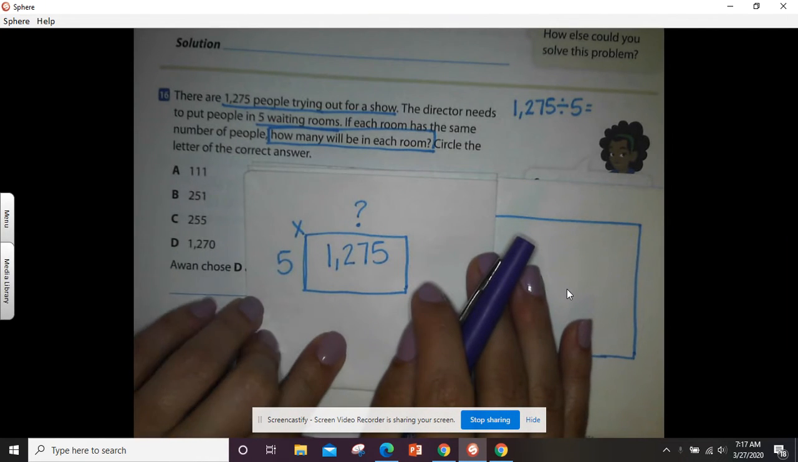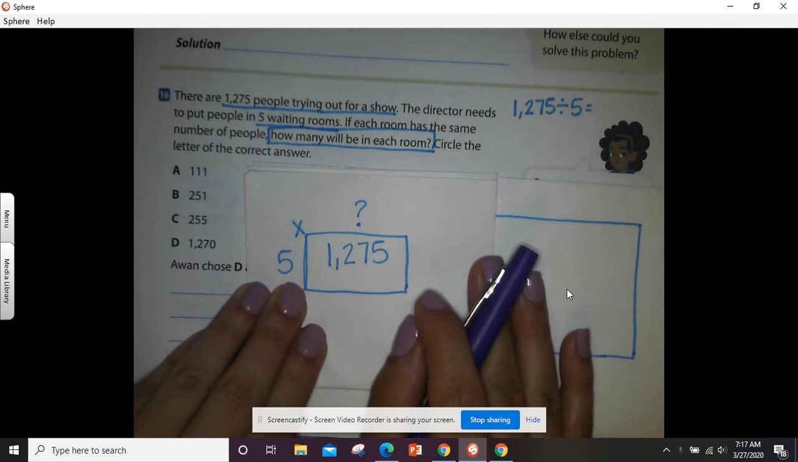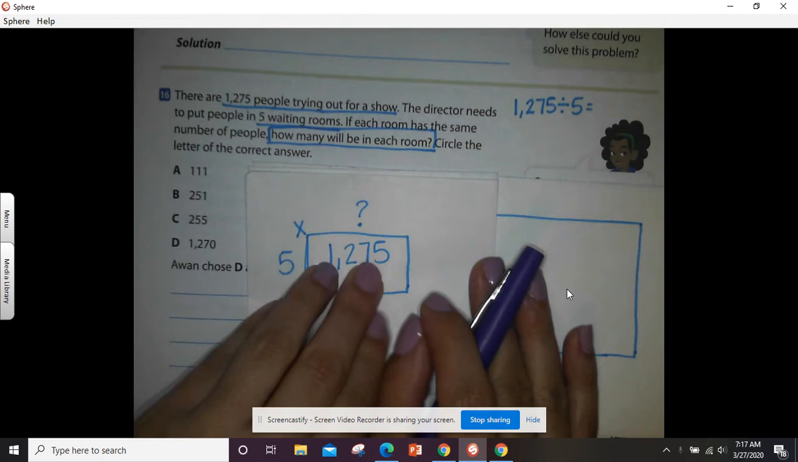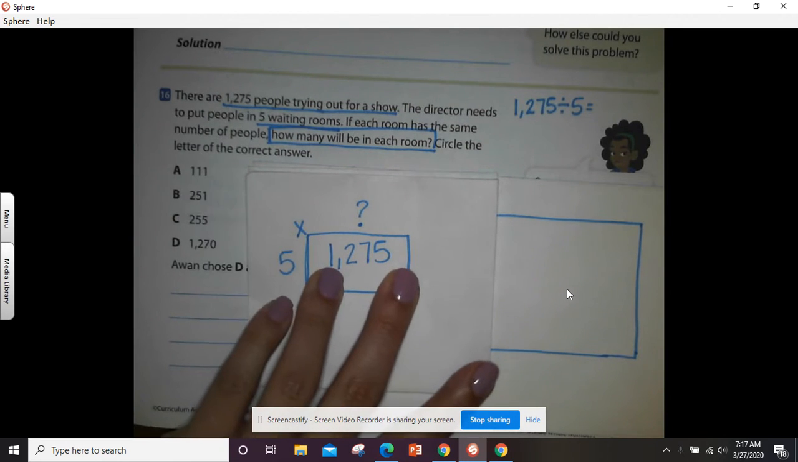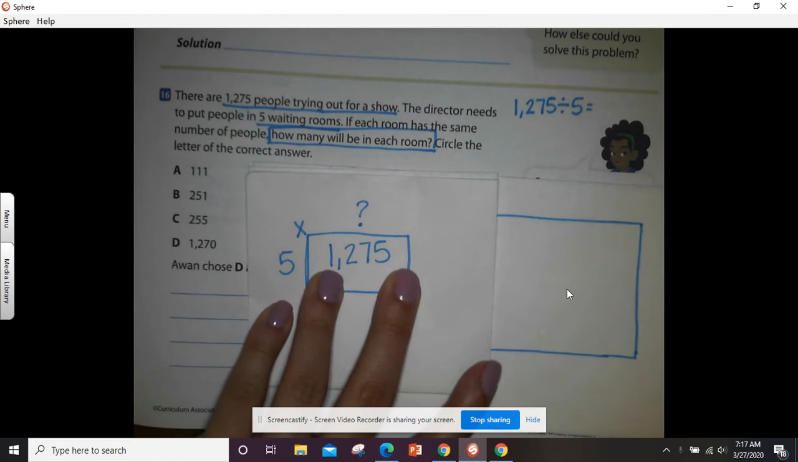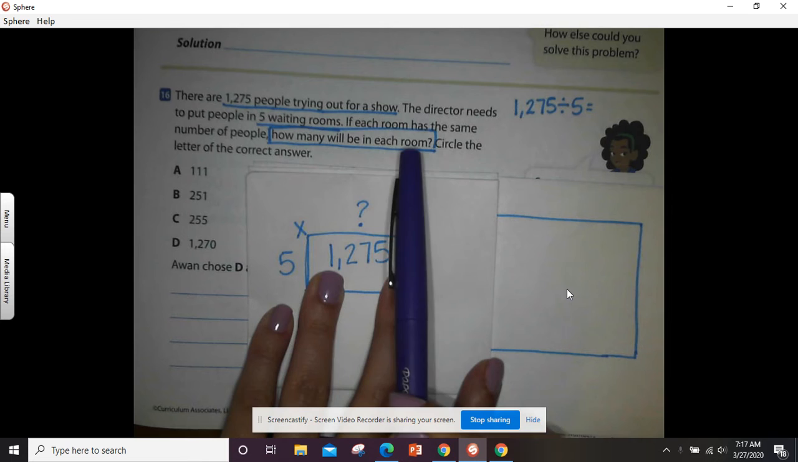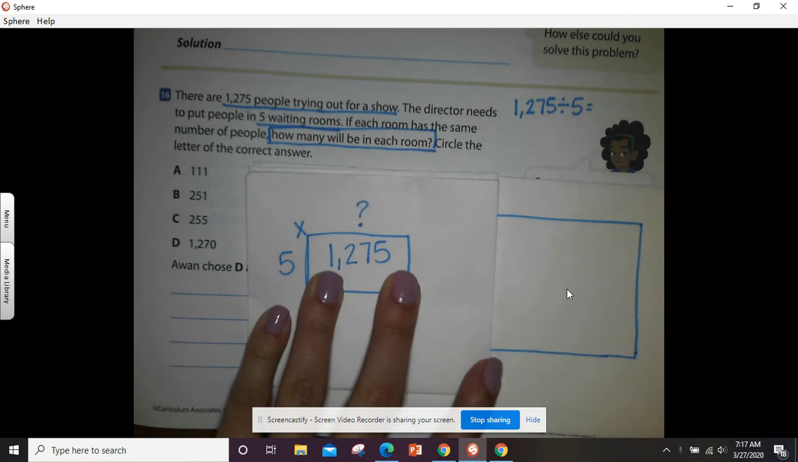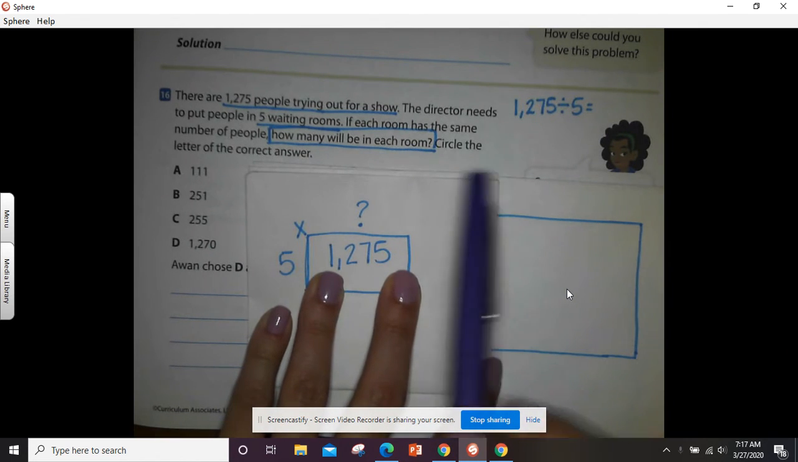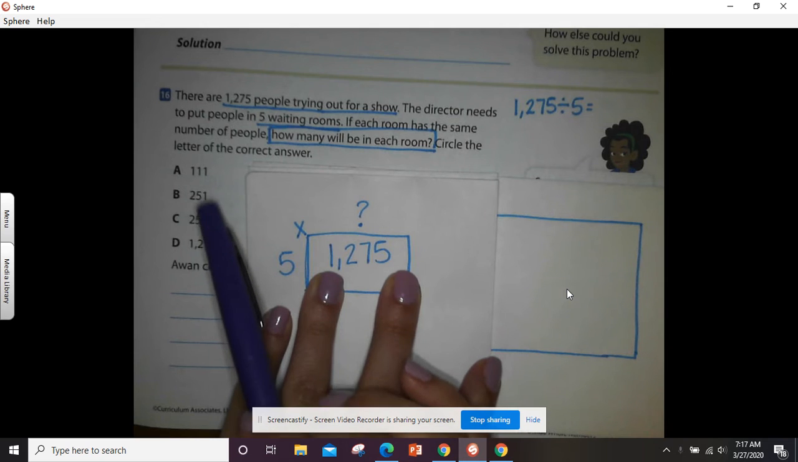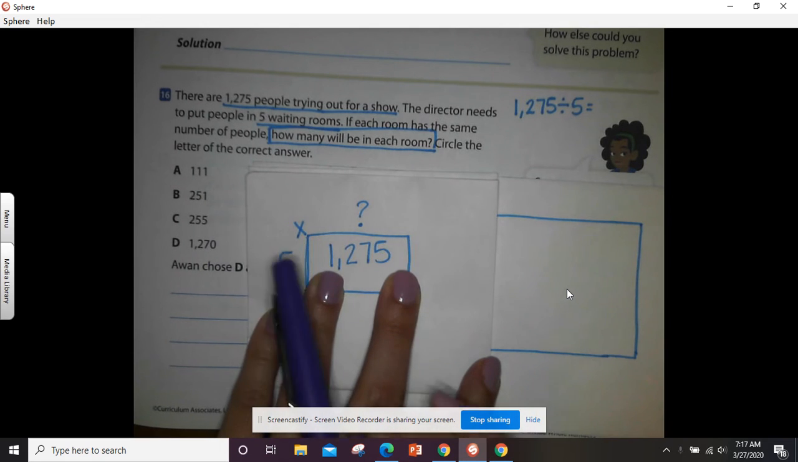All right, let's look at number 16 to kind of finish up our lesson today. So there are 1,275 people trying out for a show, and the director needs to put people in 5 waiting rooms. If each room has the same number of people, how many will be in each room? I circled that because that is my question. And I'm going to circle the letter for the correct answer, and I see there's something else after that.